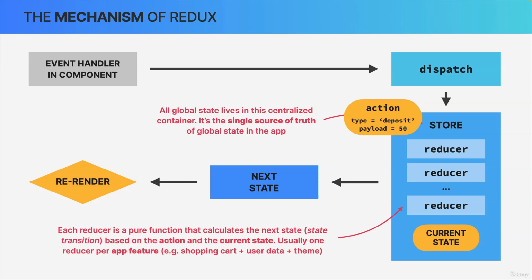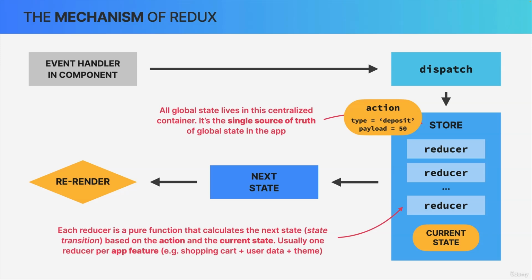Now, you might be wondering why there are multiple reducers in this store. Well, it's because we should create one reducer per application feature or per data domain in order to keep things separated. For example, in a shopping app, you could have one reducer for the shopping cart, one for some user data, and one for the application color theme, for example. Finally, any component that consumes the state that has been updated in the store will, as always, get re-rendered by React, at least if we're assuming that we're using Redux together with a React app.